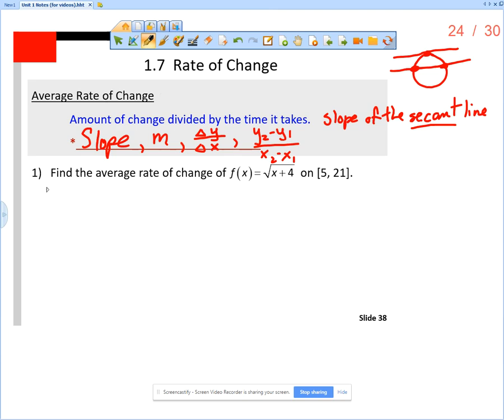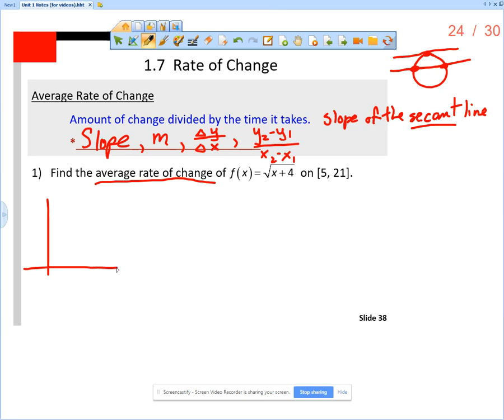All right, question number 1 just says, find the average rate of change of f, which is square root of x plus 4, on the domain 5 to 21. So what does that mean? Well, that means we want to know the slope of this function from x equals 5 to x equals 21.